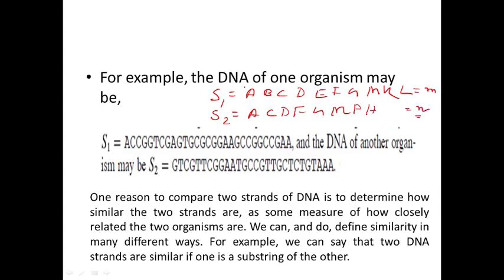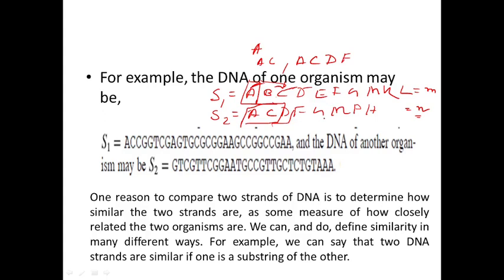First of all, one common subsequence is A, because both have A. Then another common subsequence may be AC. Yes or no, students? AC is there. A here and C there is also okay. Then ACD. Understandable? ACD from this side, and here also ACD is there. ACDF is also there.